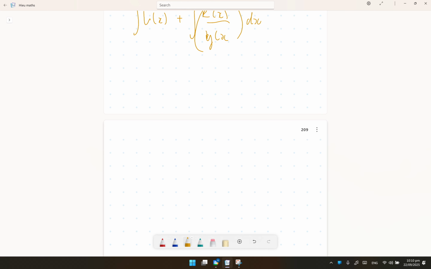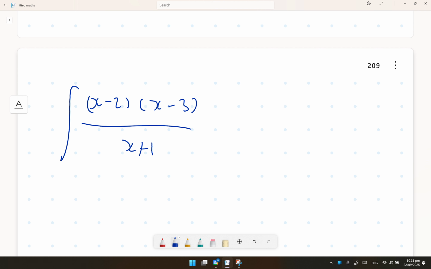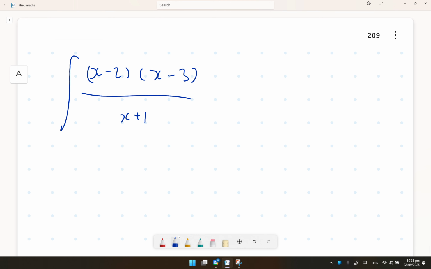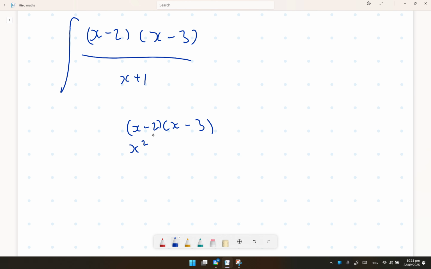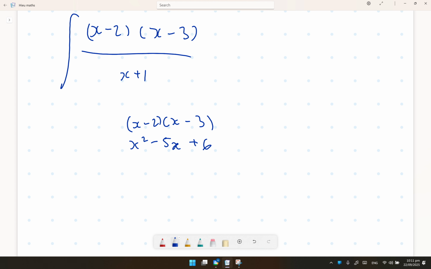So let's say that we had the example of having to integrate x minus 2 times x minus 3 over x plus 1. My bad, guys, x plus 1. Okay, so when we have this, we're going to be doing long division first. So let's group x minus 2, multiply that with x minus 3. So what we have is x squared minus 5x plus 6.